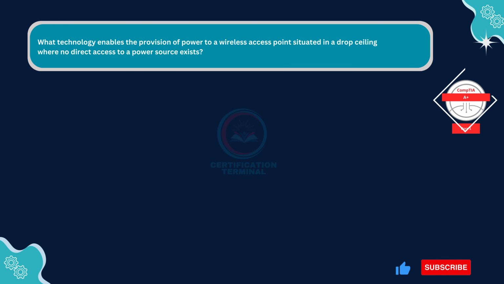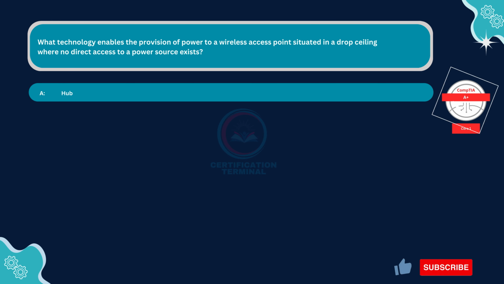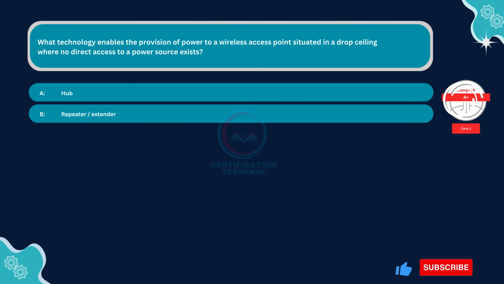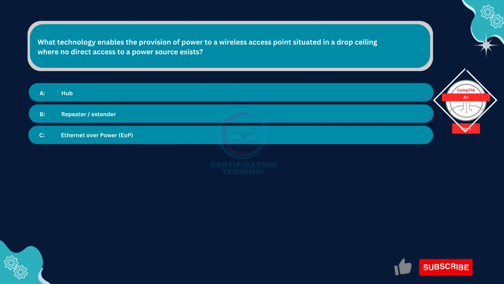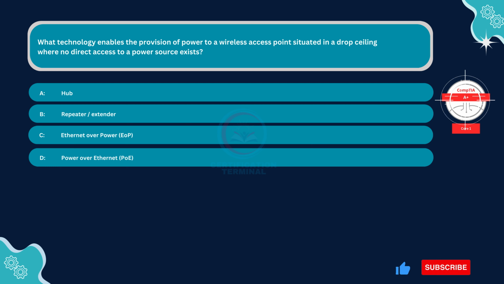Next question. What technology enables the provision of power to a wireless access point situated in a drop ceiling where no direct access to a power source exists? Option A, hub. Option B, repeater or extender. Option C, Ethernet over power. Option D, power over Ethernet.